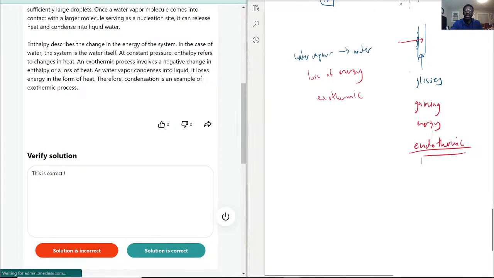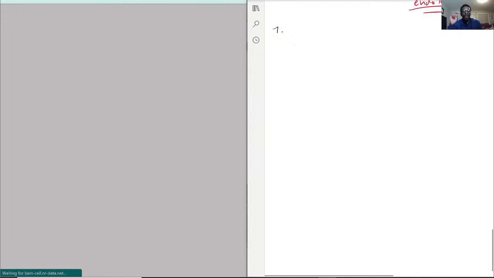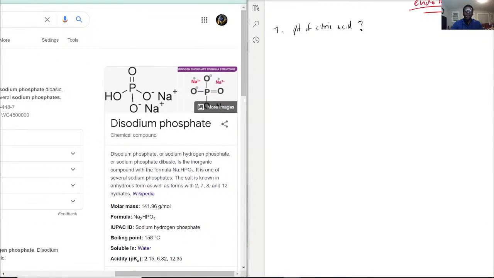Okay, so now question 7. What we have is how can the pH of citric acid be determined? So, pH of citric acid. This one is a multi-layered question because, as this answer says, citric acid doesn't have a pH. It depends on the concentration of citric acid you have to find the pH. So with that all being said, how do we go about finding the pH from the concentration?